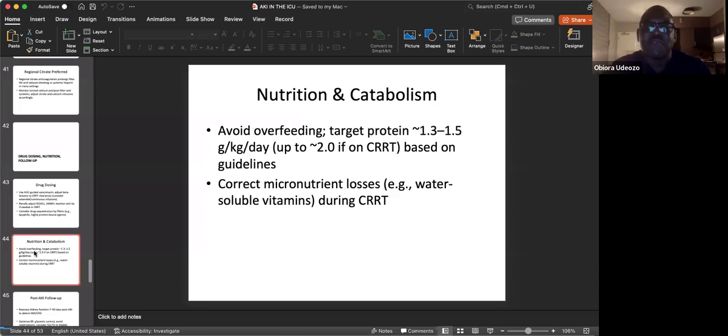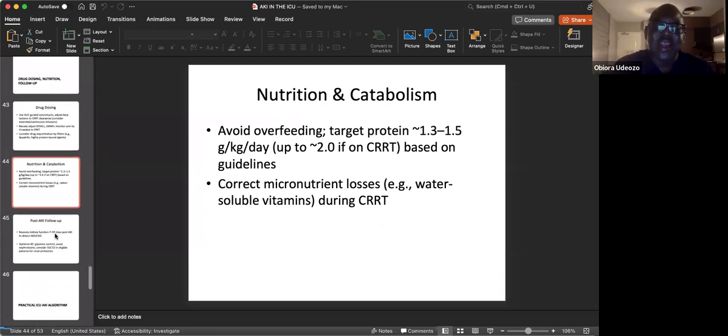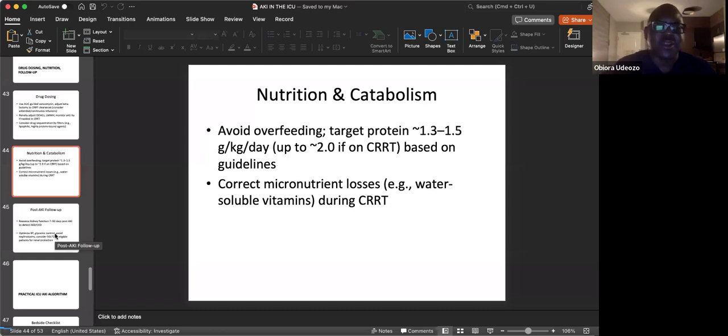Try to optimize your nutrition and avoid overfeeding them. Target your protein at about 1.3 to 1.5 grams per kilo per day. If they are already on dialysis, you have to increase your protein. If you have the benefit of having a dietitian in the ICU, they can do all these calculations for you.